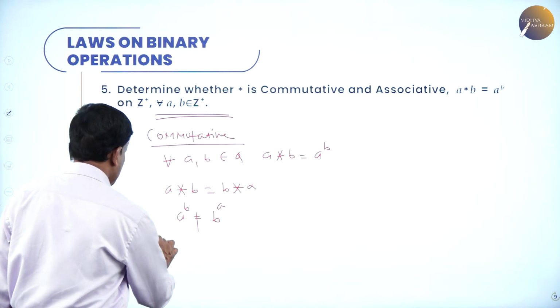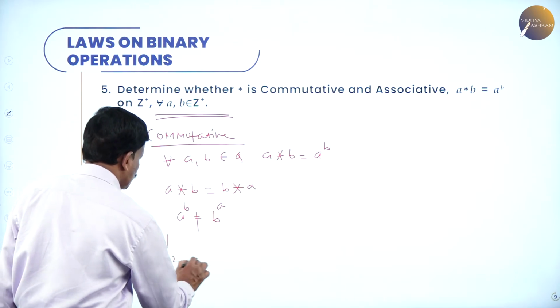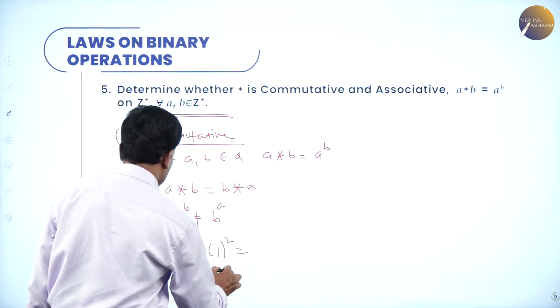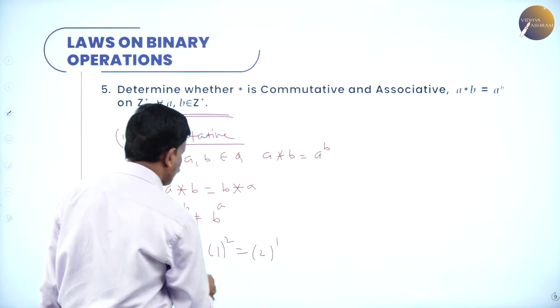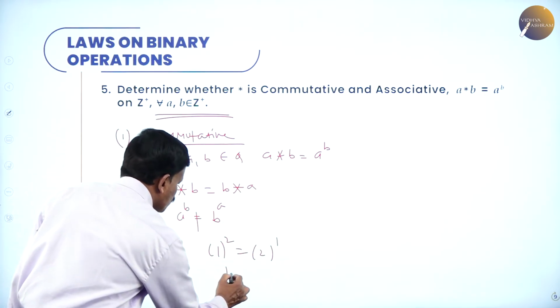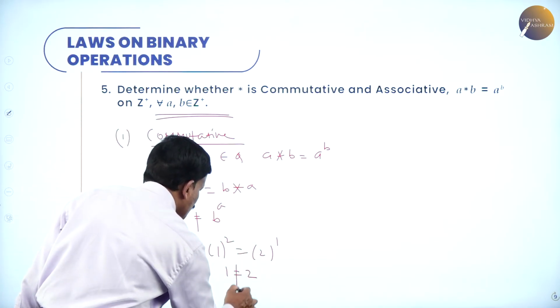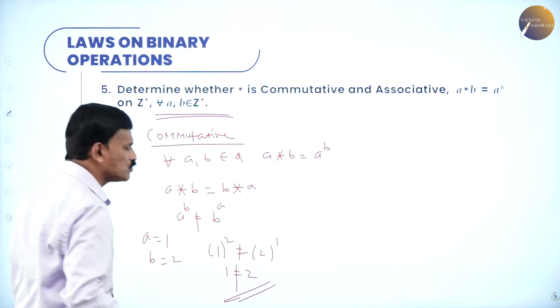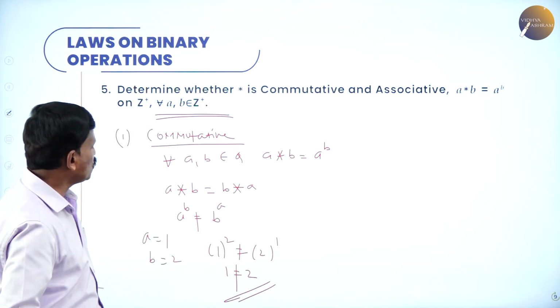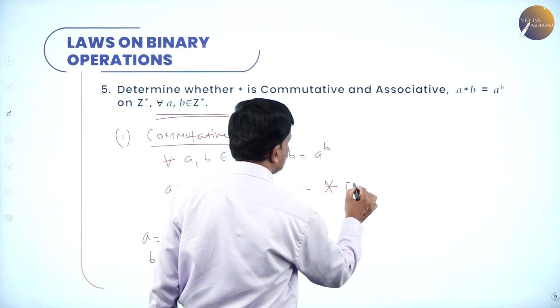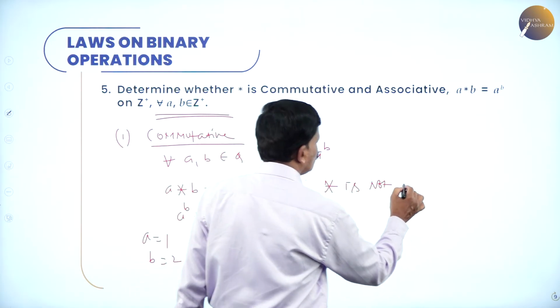See, for example, let us take A is equal to 1, B is equal to 2. What is A to the power of B? 1 to the power of 2 is 1 square, which is 1, and 2 to the power of 1 is 2. 1 square is not equal to 2 to the power of 1. 1 is not equal to 2. Therefore, star is not commutative.